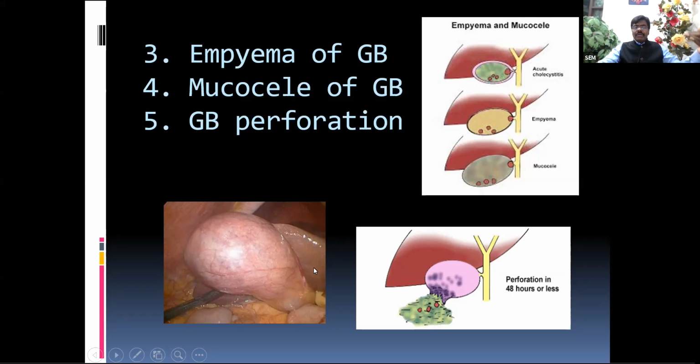So it is a chronic process. After several months of persisting obstruction at the cystic duct, the mucus secretion of the gallbladder causes a hugely distended, uninflamed gallbladder. So it is a large, non-tender, pear-shaped swelling in the right upper quadrant of the abdomen, which moves with respiration.